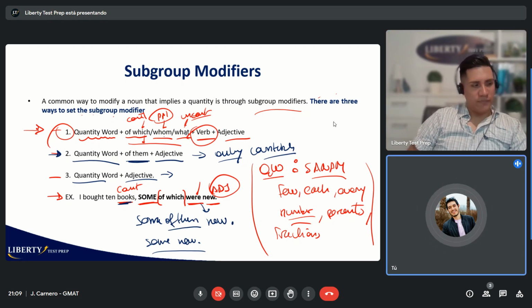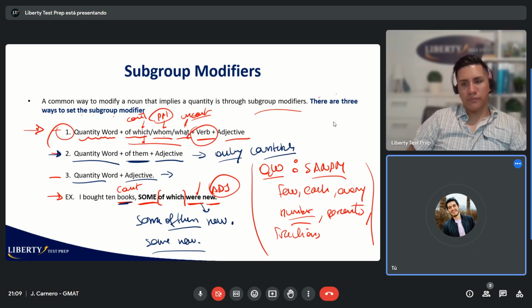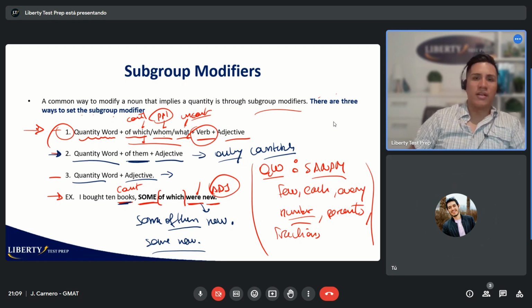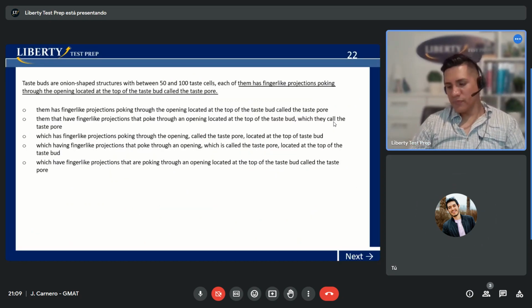Where "new" is a clause, it's a subordinate clause. In "some of which were new," "of which" is subordinating that. That's why you are allowed to have that verb in there. If you place a verb in "some of them," there is no subordinator, so that's a main clause, and it will be wrong. Okay, so with that in mind, let's go on to number 22.